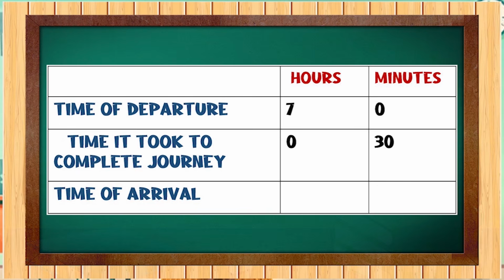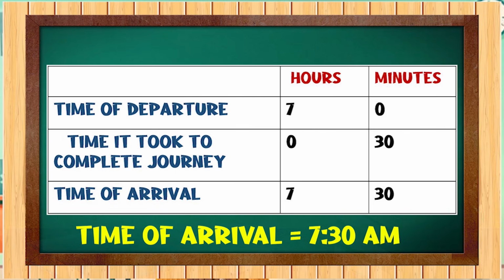We can then add the hours, then we add the minutes. The hours would be 7 hours, so we write 7 at the bottom. The minutes would be 30 minutes, so we write 30 at the bottom. Therefore, the time of arrival, of course, is 7 hours 30 minutes, which is 7:30 a.m.